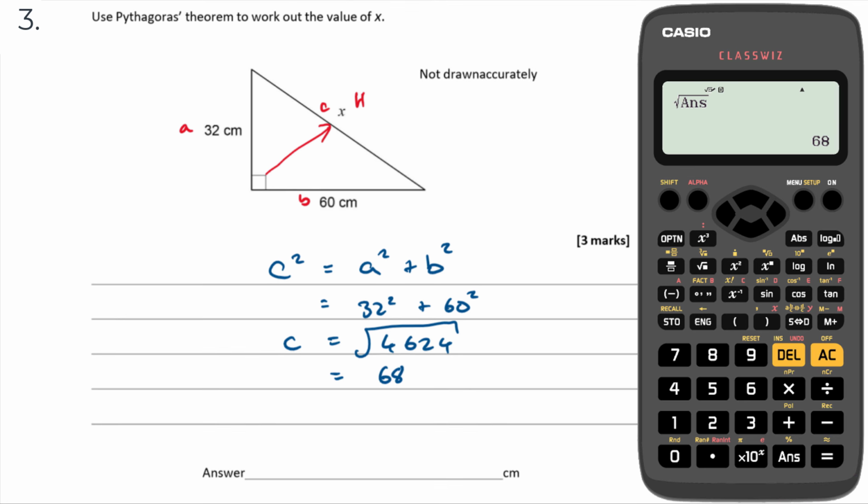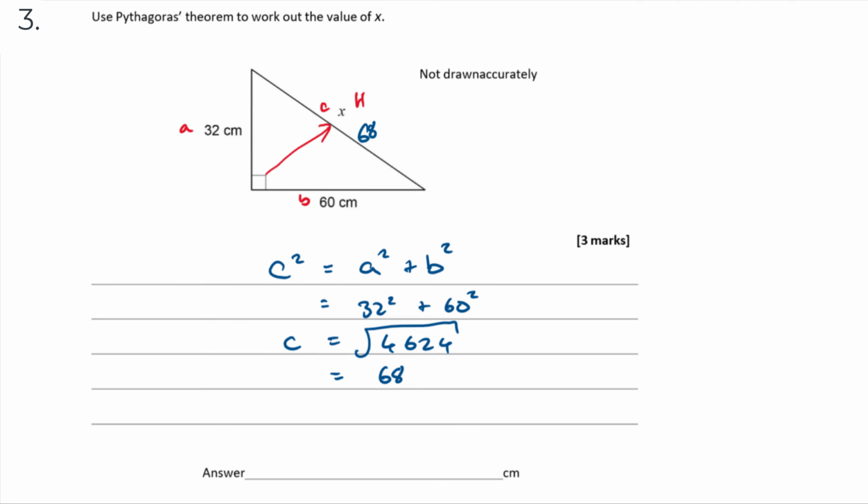Okay, just a good idea to just think about 68 here. Whenever you do one of these things, does 68 look right? Yeah, it's slightly longer than 60 and 32, isn't it? Looks okay in that triangle. 68.